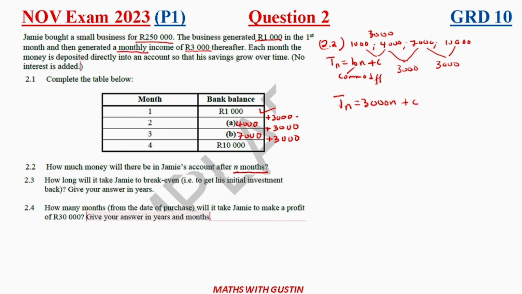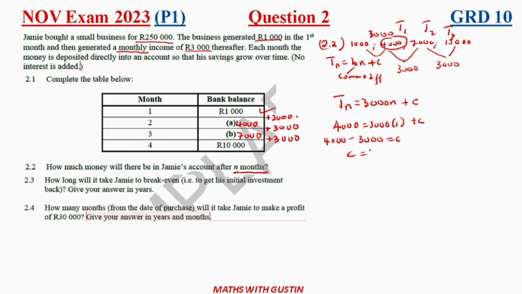Remember, where does the common difference start? It starts after the first month. This is very crucial: it means our first term will have to be 4,000. This one will be T1, this one T2, this one T3. We just have to remember that at the end we need to add the first month. So T1 is 4,000, which equals 3,000 times 1 plus C. Take 3,000 to that side, so it's 4,000 minus 3,000.